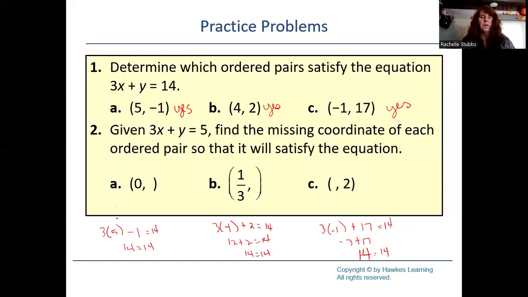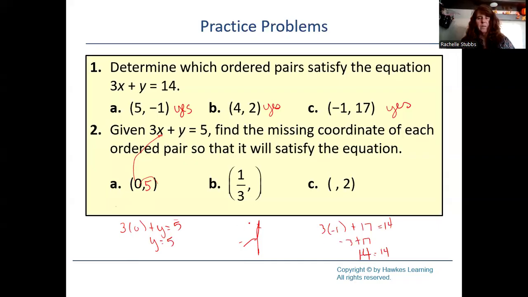On the second one, we're going to find the missing one. So we're going to be detectives. We're going to substitute this in for X and find its Y partner. So let's go ahead and try that. All right. 0 into 3x, so 3 times 0 plus y equals 5. Well, that's just 0, so y equals 5. So I found its partner.